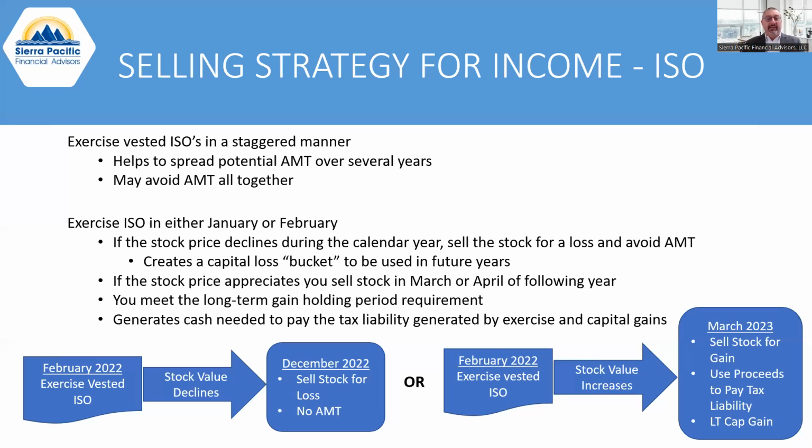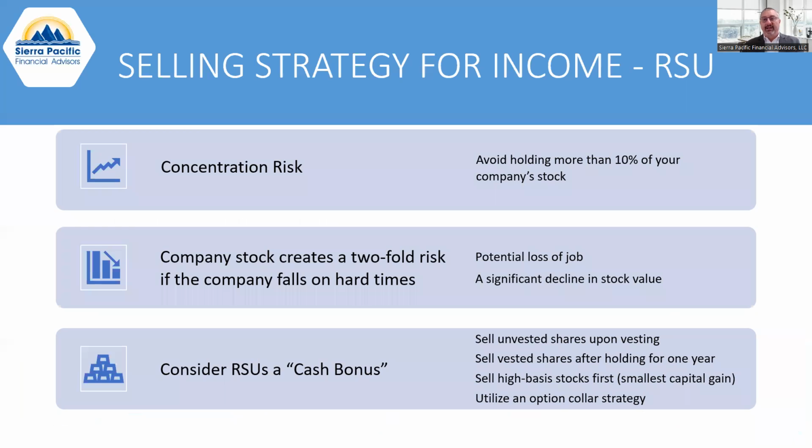The other example is, again, in February 2022, we exercise those vested ISOs. The stock value increases. And now in March of 2023, we're going to sell that stock for a gain. We're going to use the proceeds to pay the tax liability, and we get long-term capital gain treatment. So we're in good shape there. We've sold everything, we've got a long-term capital gain, and we've actually been able to manage our tax liability.